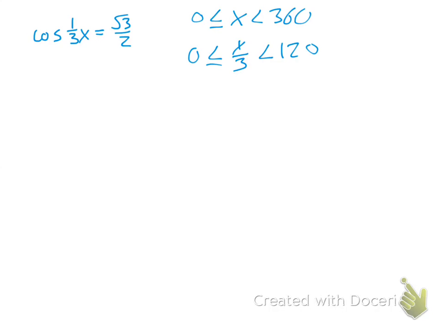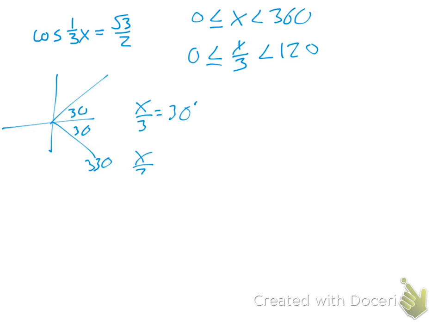Okay, cosine, positive. Where? 1 and 4 again. Where is it square root of 3 over 2? Where is cosine of square root of 3 over 2? 60, no. 30s. 30. So it's 30 and 30 down here. So it's 30 and 330. So that means x over 3 is equal to 30. And x over 3 equals 330 degrees.